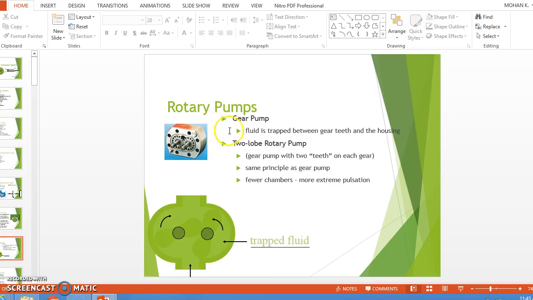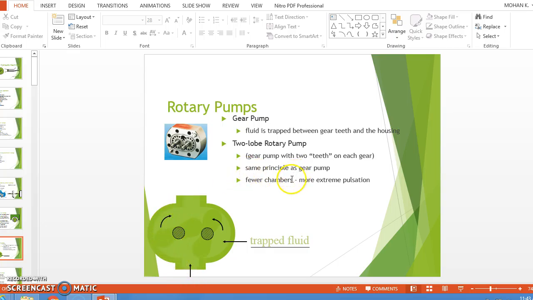Rotary pumps: the fluid is trapped between the gear teeth and the housing. Gear pump with two teeth on each gear. This is one tooth and this is another tooth. One moves clockwise and the other moves anti-clockwise. With this clockwise and anti-clockwise movement, it sucks the water from the inlet and moves it on due to the rotation of the gears. The water then enters the outlet.